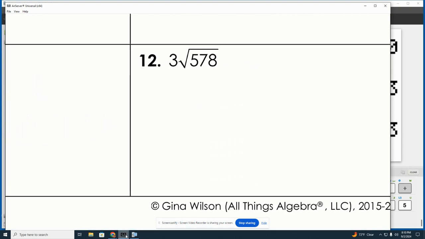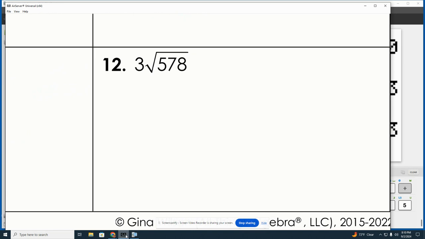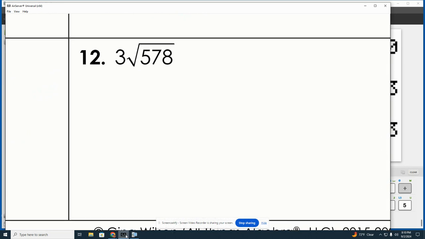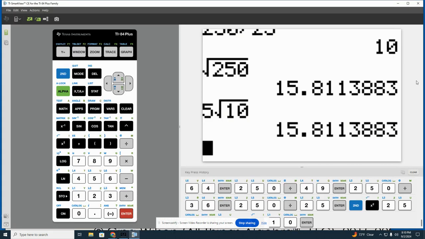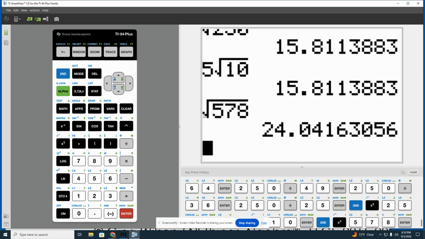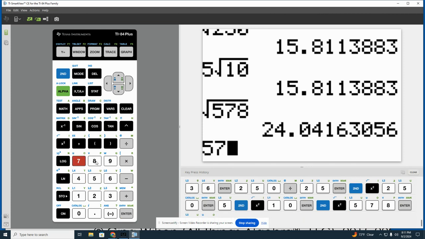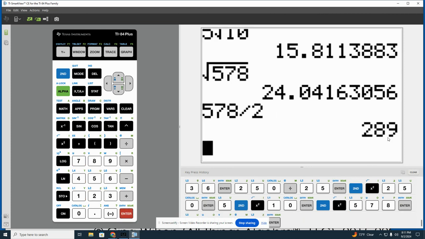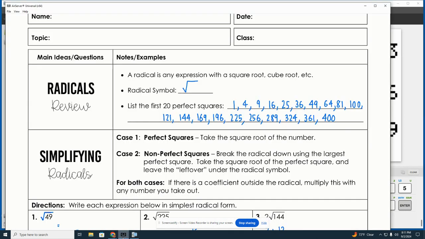Okay, last one. 3 times the square root of 578. 578. That's a big one. So let's take it and let's try it. Always try it first, because you might just not know. No, it's not. So I'm going to divide it by 2. I'm trying to find a starting point. Don't try any perfect square above 289. So let's go to our paper, look back at it. Don't look at any perfect square above 289.